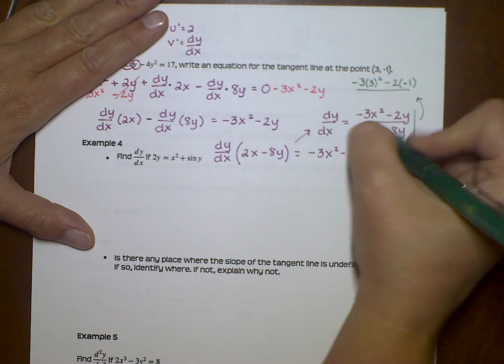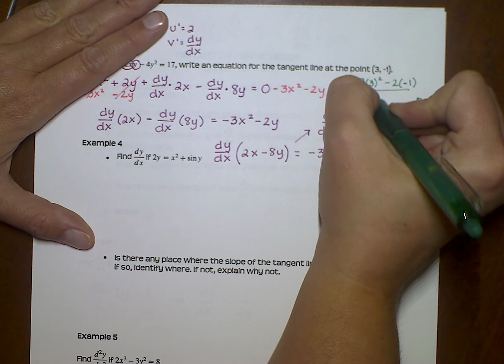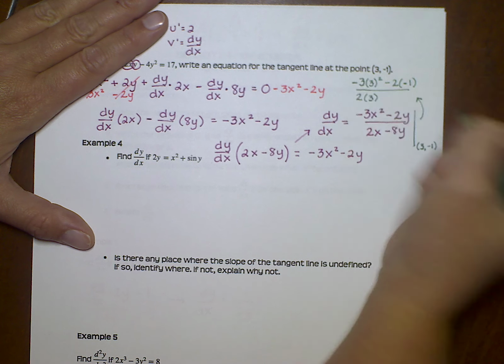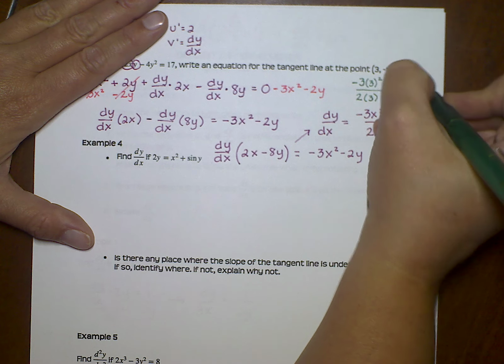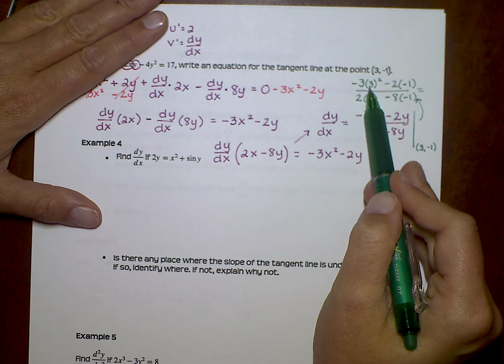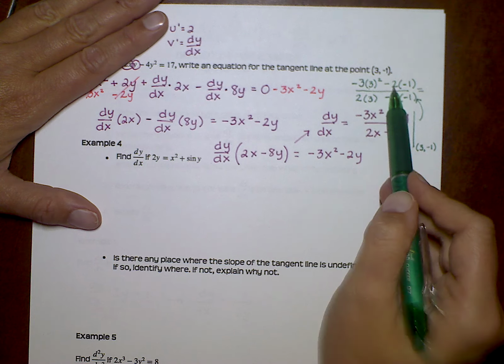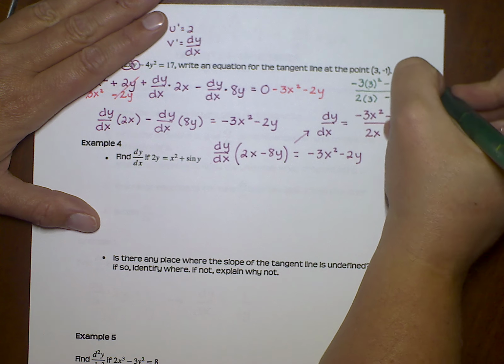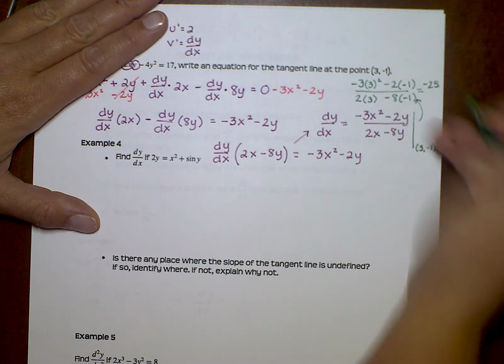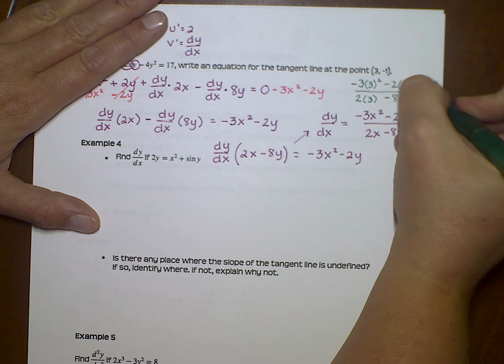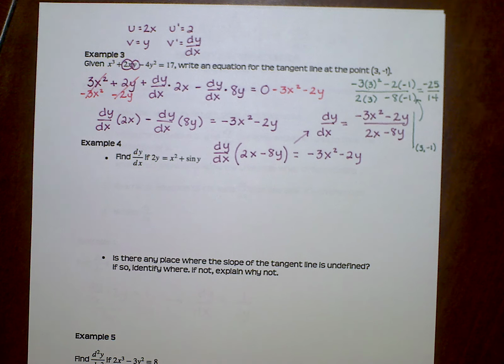over 2 times 3 minus 8 times negative 1. Okay, that's negative 27 plus 2, so that's negative 25. And then that's 6 plus 8, so that's 14. So my slope is negative 25 over 14, just to cram it in there.